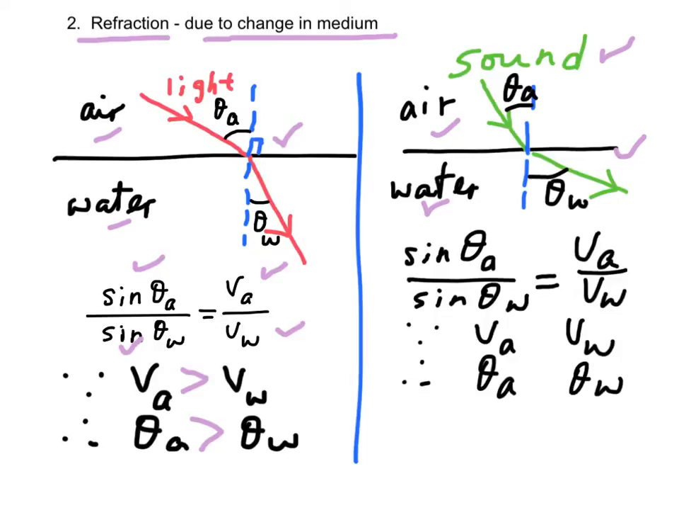Why? From the equation, sin theta A over sin theta W equals VA over VW, where VA and VW are the speed of the sound wave in air and water, respectively. Since the speed of sound wave in air is smaller than the speed of sound wave in water, therefore theta A will be smaller than theta W. That's why when sound wave travels from air to water, it will bend away from the normal.